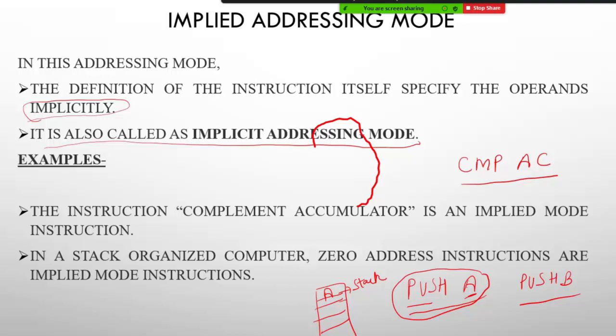Now what is happening in the complement AC? This is a way to write it. Complement AC, what is happening here? The content of AC will get complemented. If the content of the accumulator is 0 0, then it will get changed into 1 1. This is a way of complement. That means the contents will be changed from 0 to 1 or from 1 to 0. So this is the implied addressing mode.